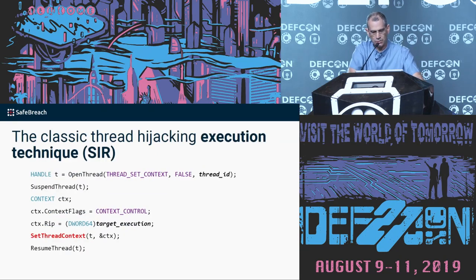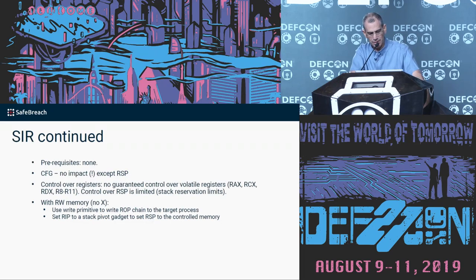Moving on to another pretty known technique, the suspend, inject, resume thread execution. As the name hints, we suspend the thread, and then we set the RIP using SetThreadContext to our desired execution location, and then we resume the thread. The thread starts running in the new location. Now, with respect to CFG, amazingly, there is no impact. There's no check in Windows anywhere that this is a CFG valid address, because it does not represent a callable function in the first place.